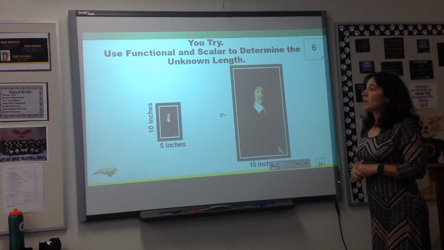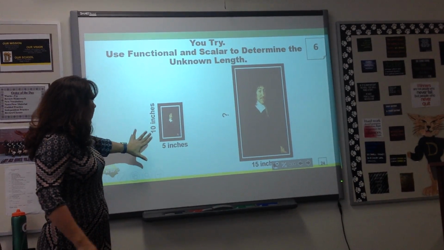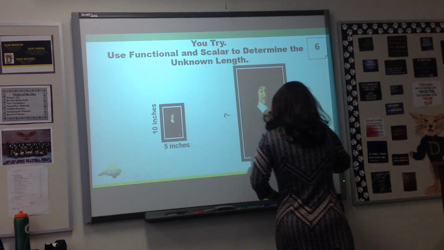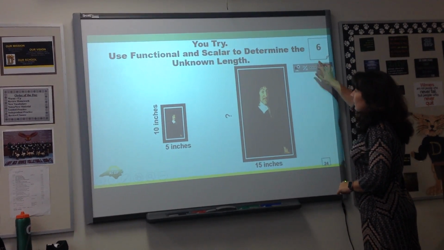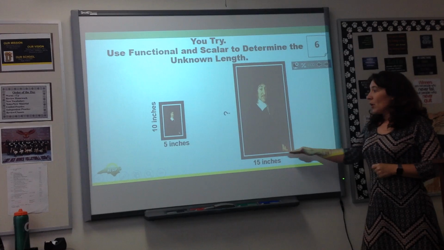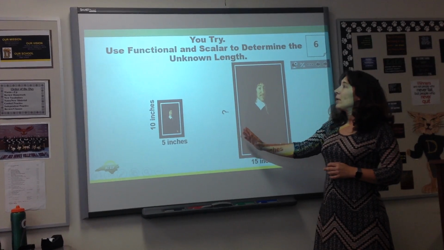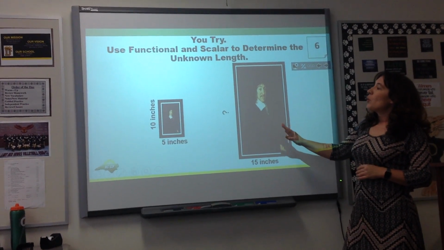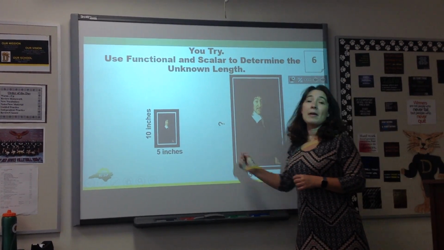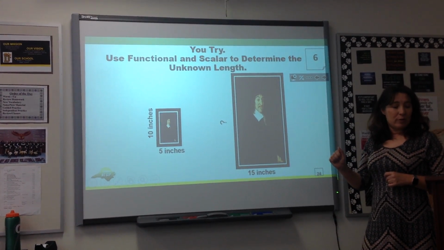Now, let's practice. So I've given you a real life situation. I've got a picture here. The original picture is 5 inches by 10 inches. And we're going to enlarge it. And all I know about the enlargement is that it is 15 inches across. What is the height or the width of the picture, depending on your interpretation? Okay? So try to solve this using a functional approach and try to solve this using a scalar approach. I'll give you just a second to do that, and then we'll discuss the two differences.